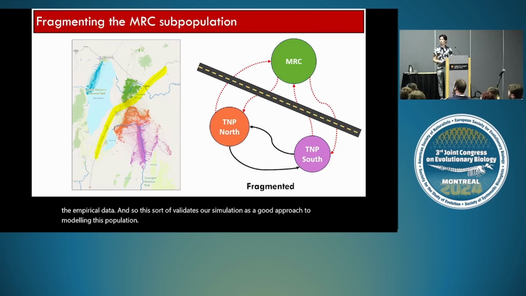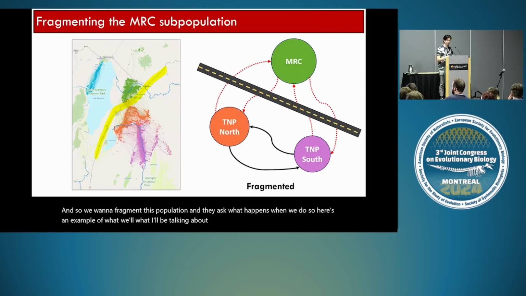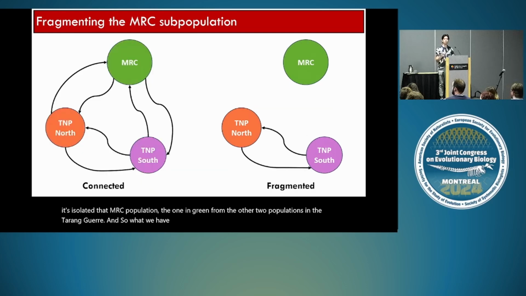If we want to fragment this population and ask what happens when we do so, here's an example of what I'll be talking about. If you look at this map on the left, I've highlighted a gray line, which represents a tarmac road that was recently built through this landscape in the past 10 years. What this has done is isolate that MRC population, the one in green, from the other 2 populations in the Tarangire. So we now have 2 different cases, where initially these were connected and now they're fragmented, and the 2 corresponding networks are shown here.